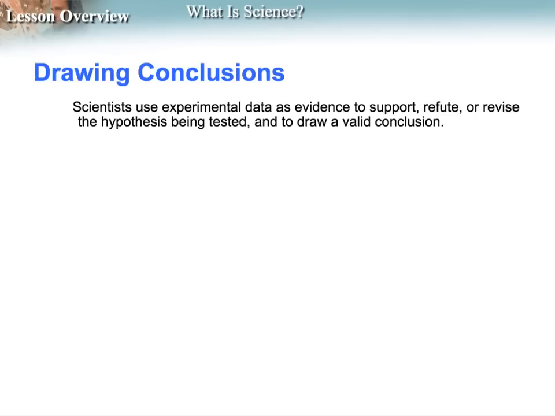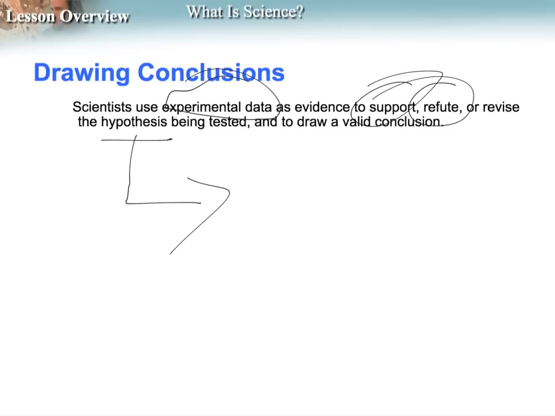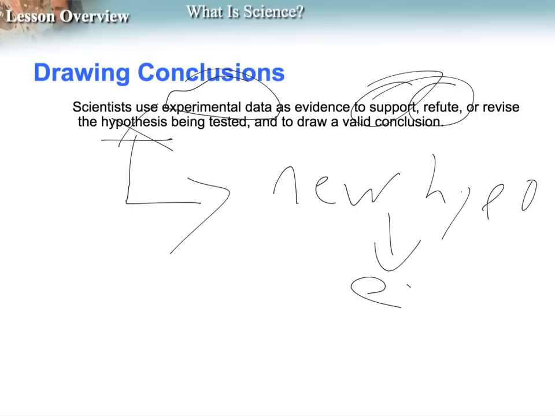After we get that data, we're going to draw a conclusion. It has to be based on the actual data that we got, and we do one of 3 things with that original hypothesis. We can say that our data supported the hypothesis, and at that point, we are done. We can say that it refuted the hypothesis, in other words, the hypothesis was wrong. Our next step in the scientific process is to come up with a new hypothesis, and then, you guessed it, we go back through the experiment, do the experiment, collect data, and all that. The last one is to revise.